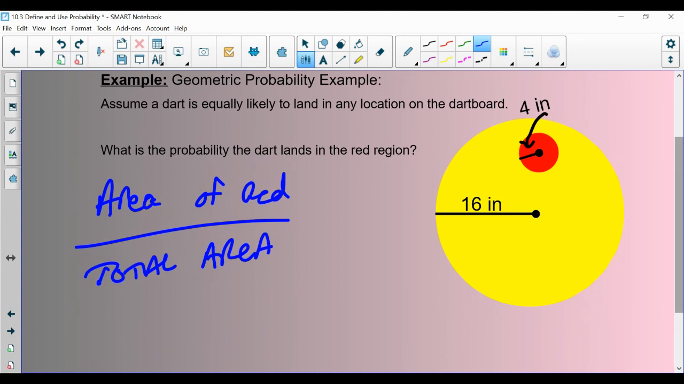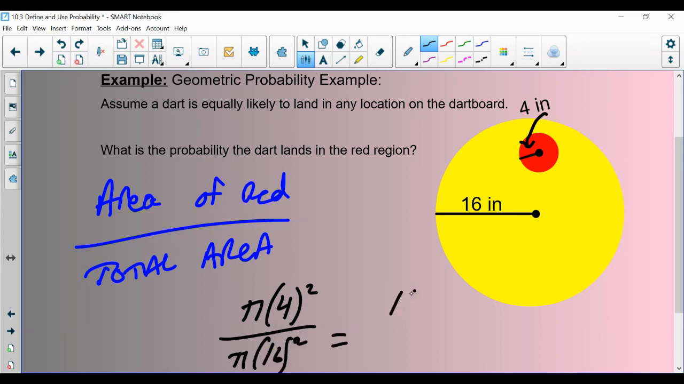The smaller circle has an area of pi r squared, and r is 4, so pi times 4 squared. The yellow circle has an area of pi times r squared, 16 squared. And so this one would have an area of 16 times pi. I square the 4 and got 16. And then 16 times pi, I can just write as 16 pi. And then 16 squared is 256. So the denominator is going to be 256 pi.